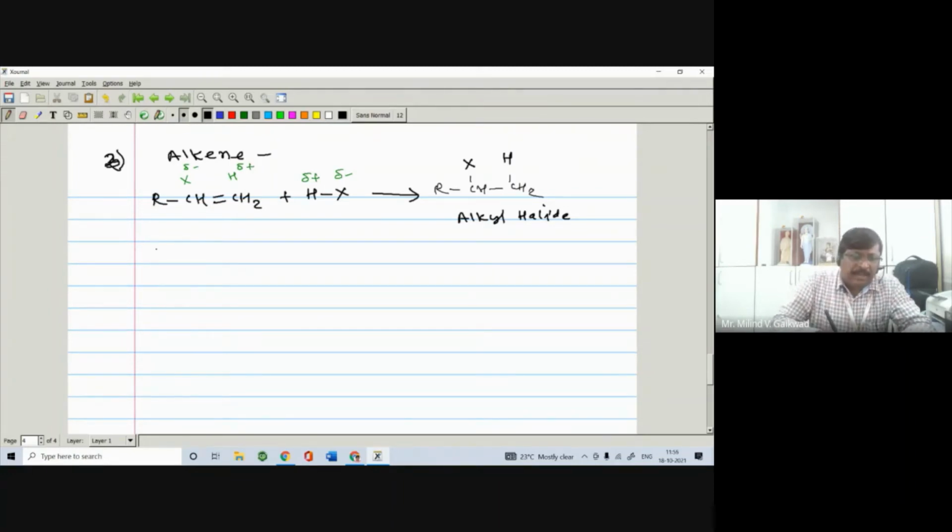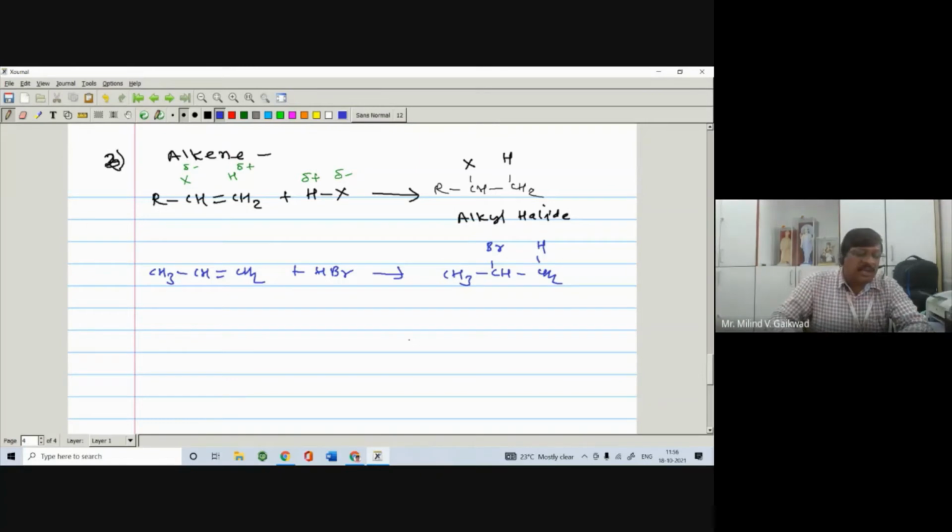Example, just take one more example. When R is CH3, suppose R CH double bond CH2, if you treat with HBr, the negative part is the Br. Br will attack on the CH carbon, and hydrogen will add on the CH2 carbon, and you are getting the 2-bromo compound. So that is the formation of alkyl halide starting from alkene. By changing the alkene, you can get other examples also.